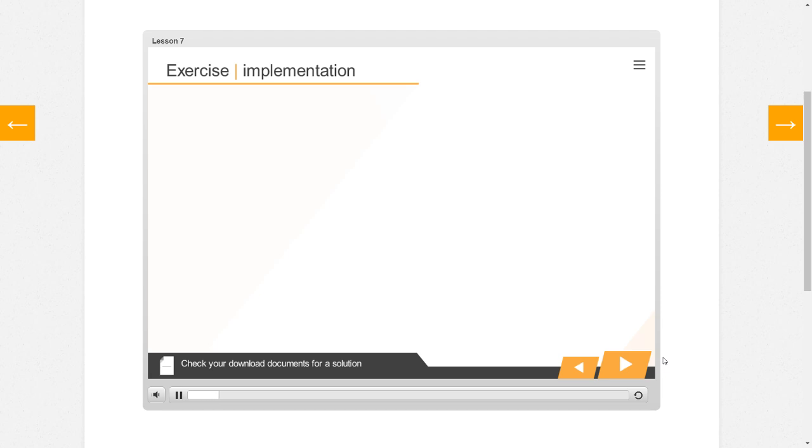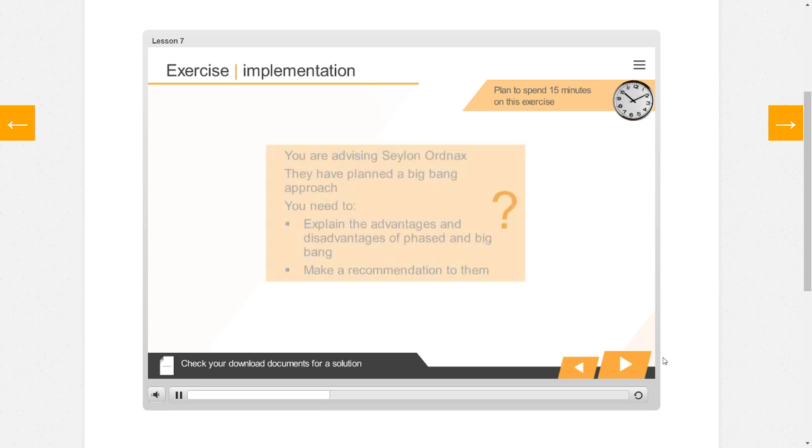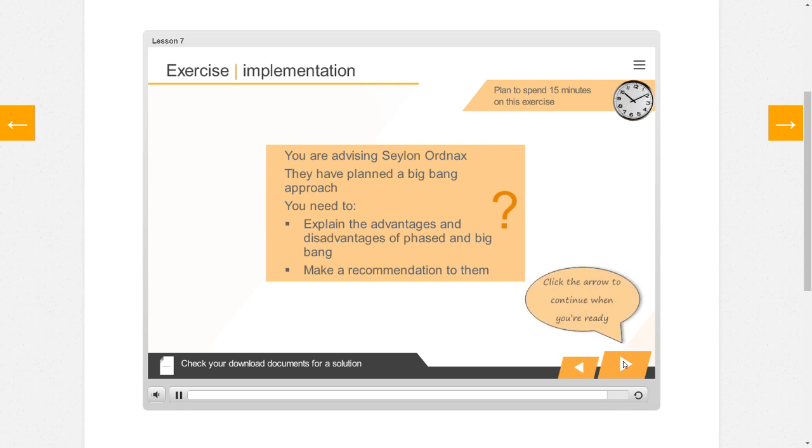Let's think about Big Bang versus phased implementation with an exercise. Plan to spend 15 minutes on this exercise, and don't forget to review our suggested solution. Imagine that you are back at Ceylon Ordnance in your role as an external advisor. They have planned a Big Bang approach to their SIAM implementation, but now they are not sure if this is the most appropriate approach for them. Explain some of the advantages and disadvantages of phased and Big Bang approaches to SIAM, and then make your recommendation. Remember, there's no right or wrong answer here. You just need to build a strong case.